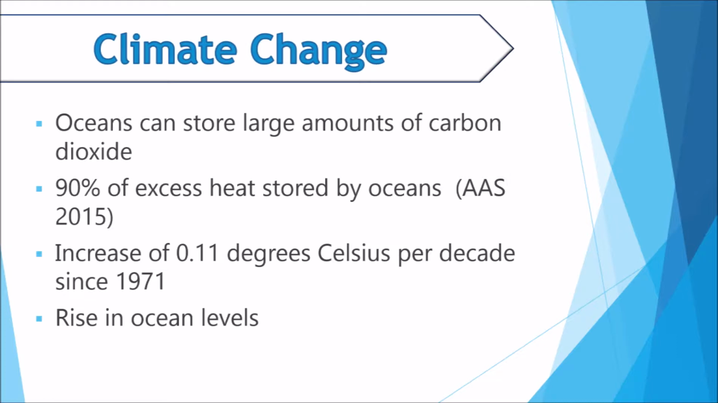The oceans have also stored over 90% of the excess heat produced by global warming. The average ocean temperature has risen by 0.11 degrees Celsius every decade since 1971. Because of this rise in temperature, the water in the oceans expands, and so, coupled with the effect of warmer water melting ice, the sea levels rise.